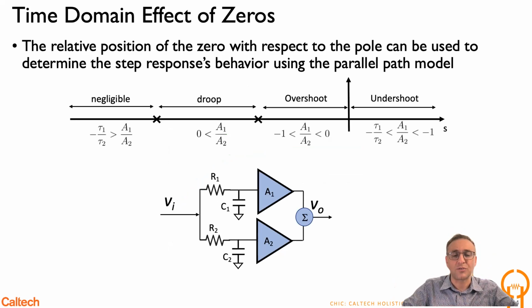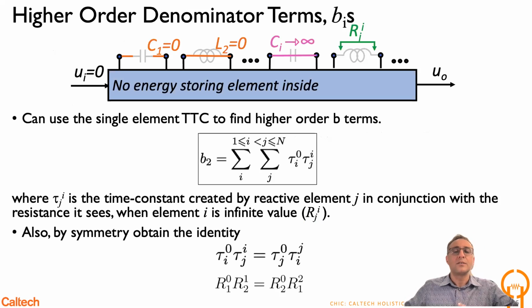And so if you want to think about all of these things and summarize it, this is basically the summary picture for all of those things. So you can see here that you have the different regions, and if your zero is between the two poles, you will have droop. If it's here, you don't see any significant effect. If it's basically here, you will have an overshoot. And if the zero is in the right half plane, you will have an undershoot. So that's great.